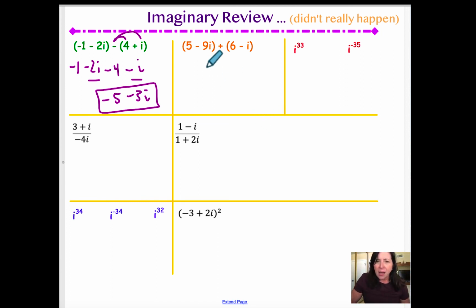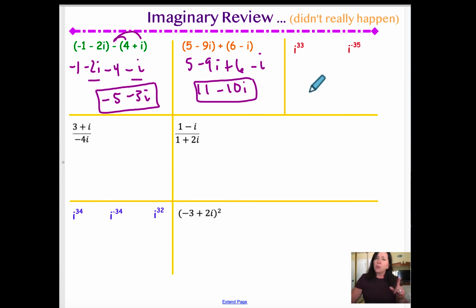Simplifying only. This one right here, we're just adding. So 5 minus 9i plus 6 minus i. That's going to be 11 minus 10i. Done. This one right here, now remember, we want to take out as many i to the 4ths as we can, because we have i squared is equal to negative 1, and i to the 4th is 1. So anything that is a multiple of 4 is going to be 1. So what we do now is, that's going to be i to the 32nd, because 4 goes into that, times i.